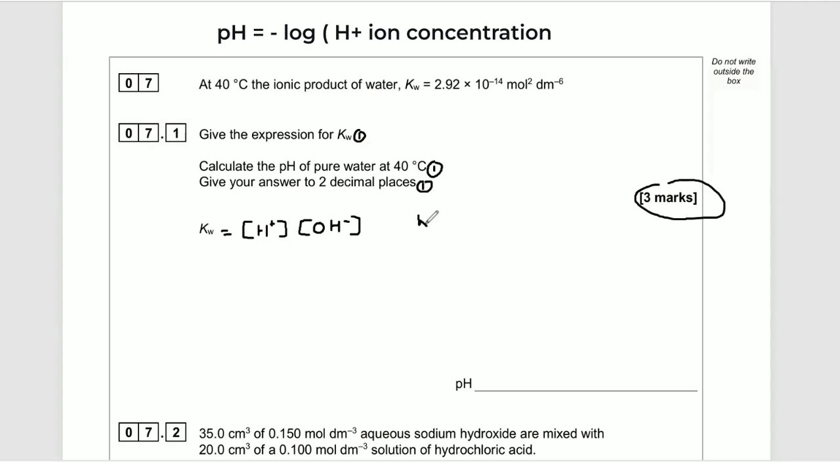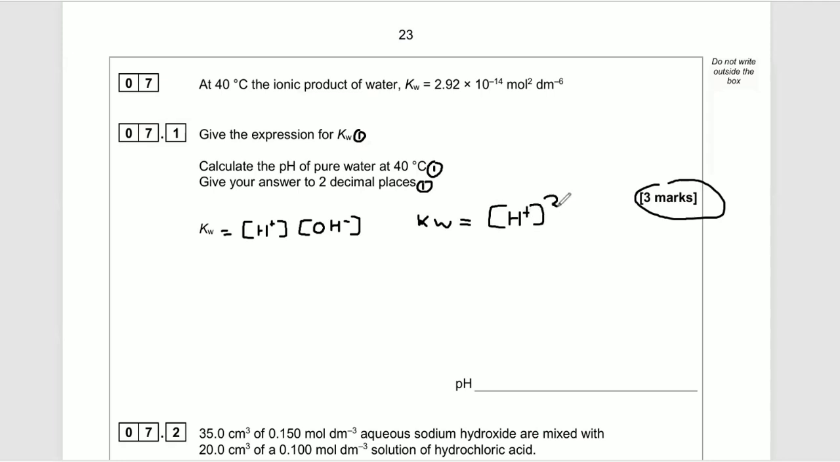So we need to do KW equals the hydrogen ion concentration squared. Why can we do that? Well, for every water molecule that breaks down, you're going to get the same amount of hydrogen ions as hydroxide ions. So they're equal to each other in this situation, in which case we can square root both sides.